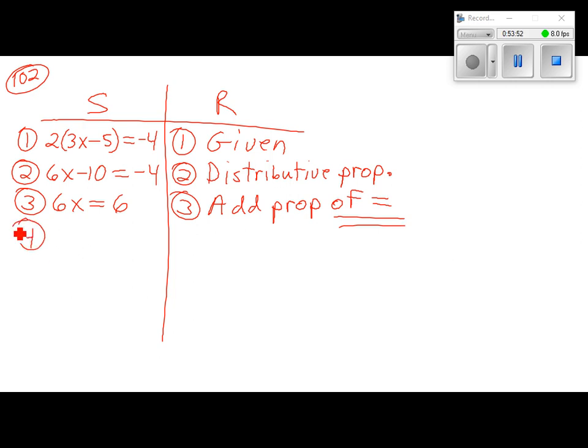Now what? X equals 1. How did you go from 3 to 4? Division. Division property, is that what I write? Of equality. What's step 5 going to say, or statement 5? Nothing. Done. Next question.